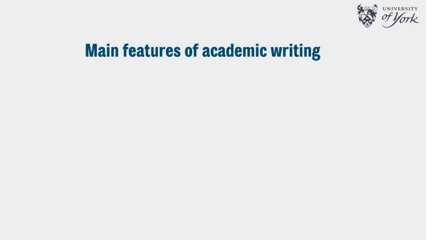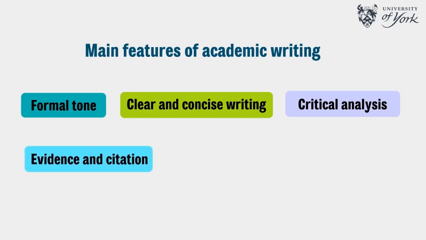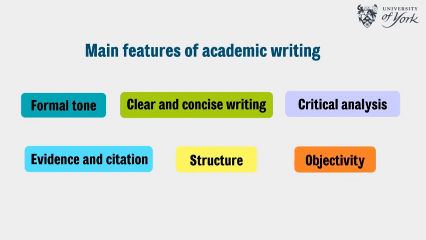There are several main features of academic writing. These include formal tone, clear and concise writing, engagement with critical analysis, use of evidence and correct citation, structured writing, and objectivity. Let's have a look at what each of these entails.